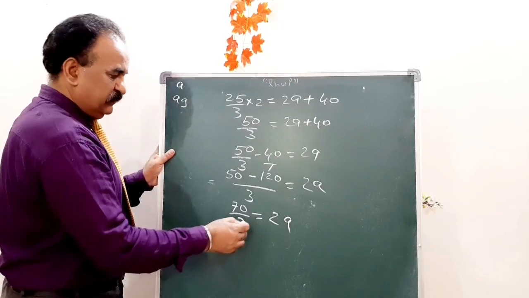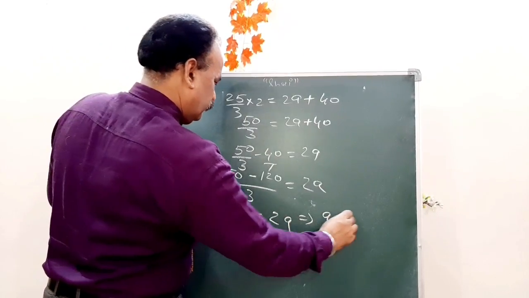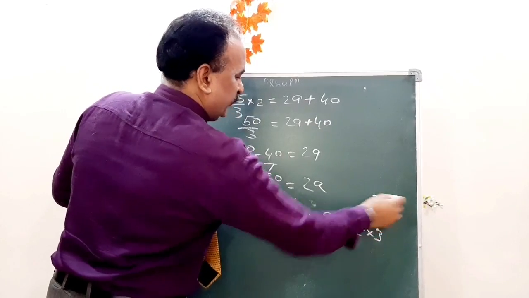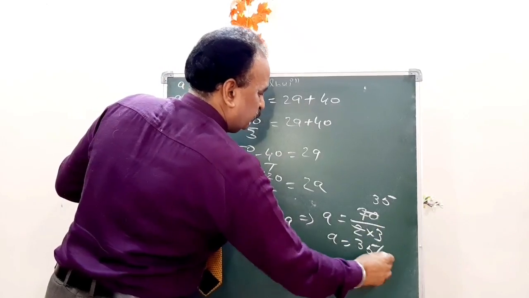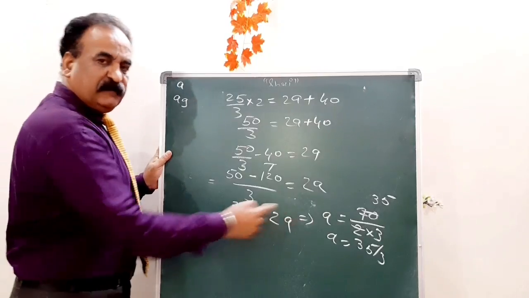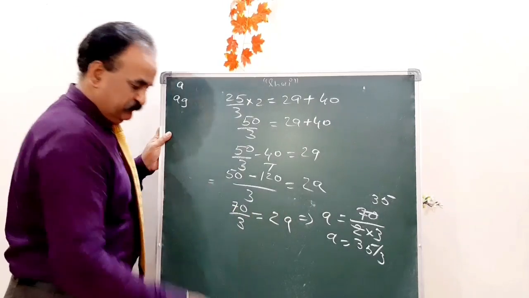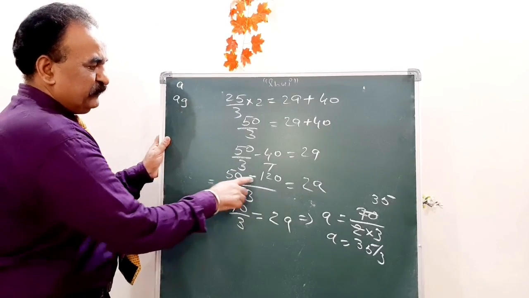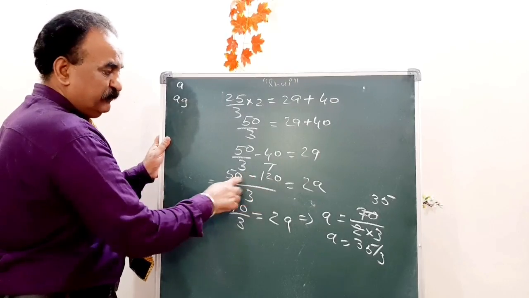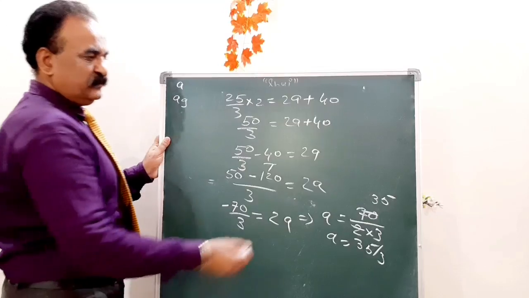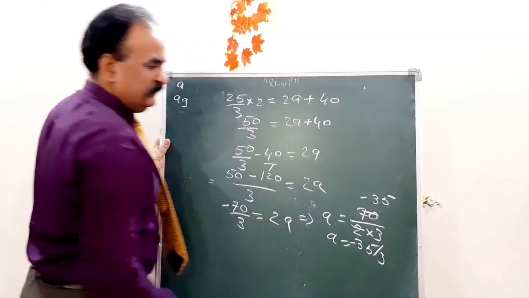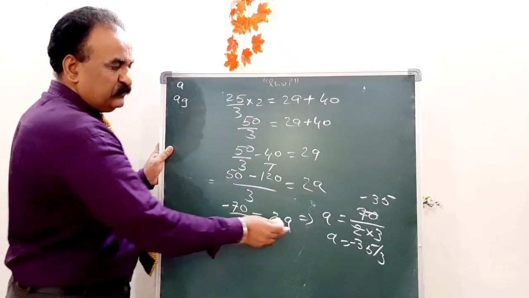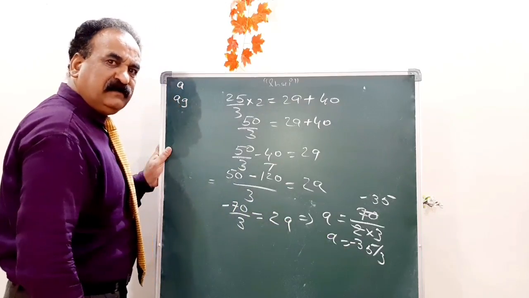Now you have to find the value of a. So a is equal to 70 upon 2 into 3, which is 35 by 3. Now what you have to find? a9. But listen carefully. This is 50 minus 120, so the sign will be minus, because in 50 minus 120, the sign of the bigger number is taken. So minus 70 upon 3 is equal to 2a. So a is equal to minus 35 by 3.